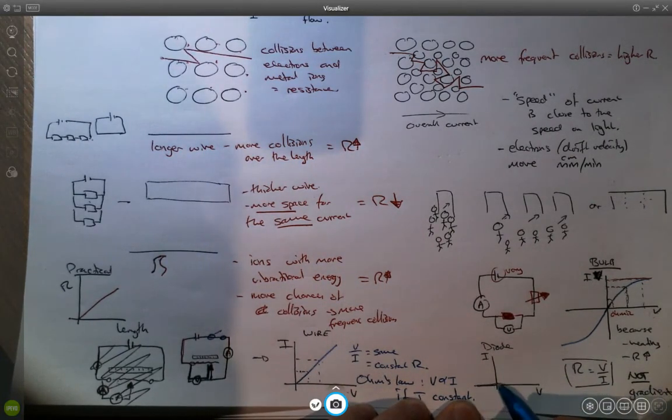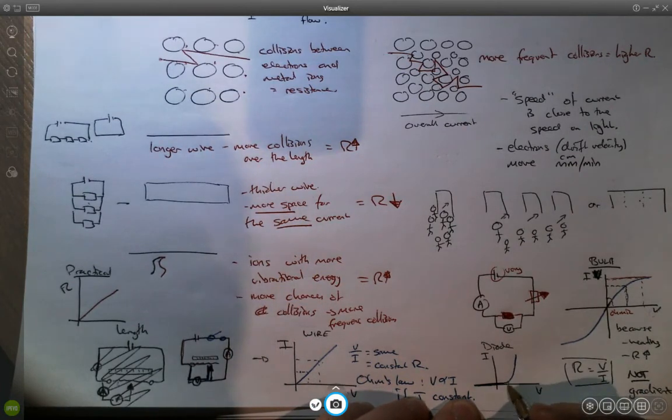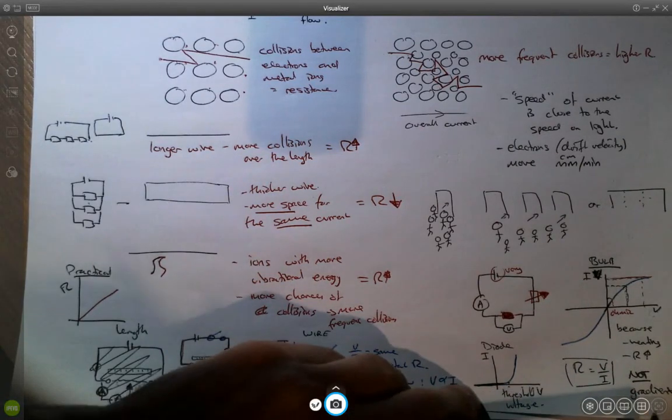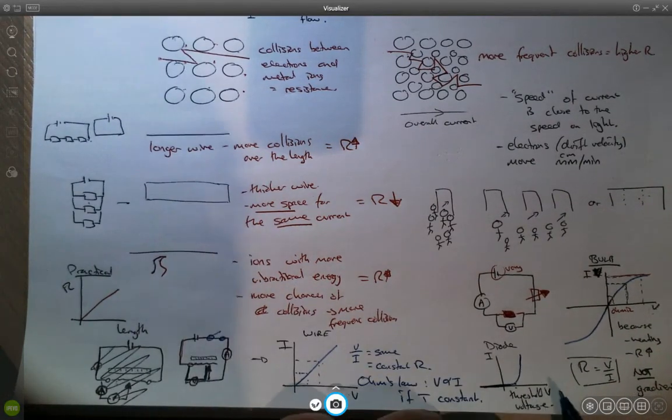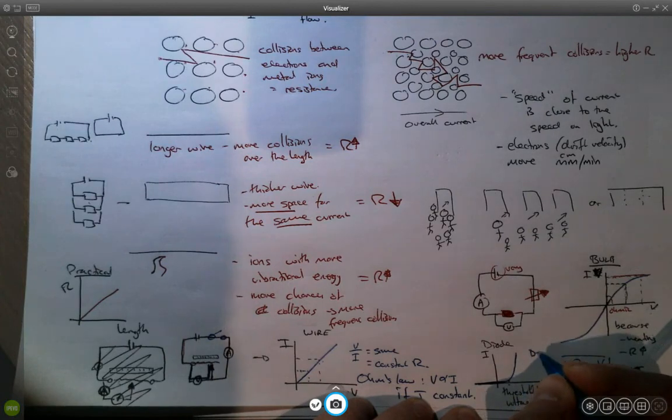So for negative directions, negative potential differences, there is zero current. At low potential differences, there is zero current, and then it rapidly turns on at this point that we call the threshold voltage. So you can do the practical together with students for this, or you can just show them this. And they need to know what diodes are, what they do, what the circuit symbol is for a diode.